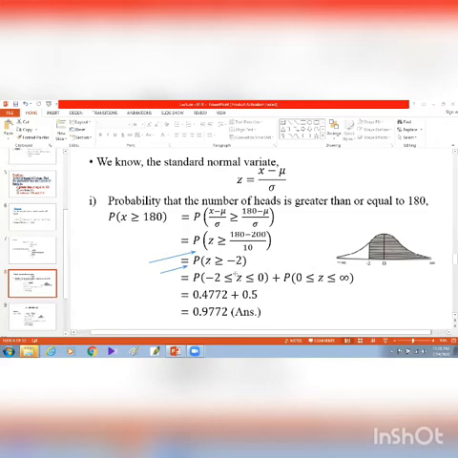Now representing probability of z greater or equal to minus 2 in a normal curve, we see this here. From this we can write probability of minus 2 less or equal z less or equal 0, plus probability of 0 less or equal z less or equal infinity. Putting the values from the normal table, this is 0.4772, and the probability of 0 to infinity equals 0.5. So finally this is 0.9772, which is the required answer for the probability that the number of heads is greater than or equal to 180.